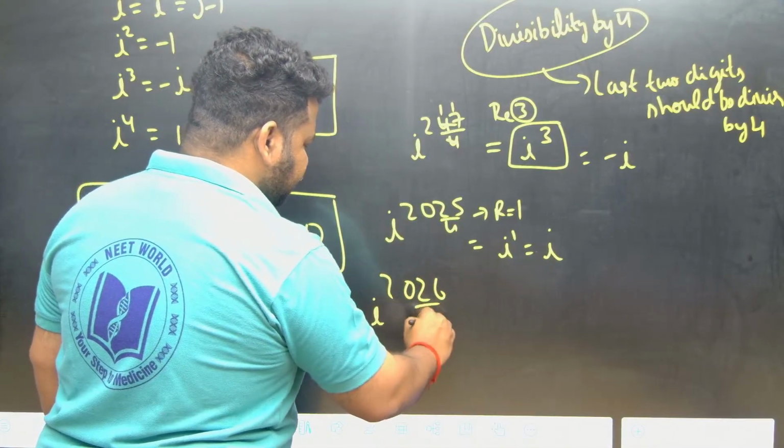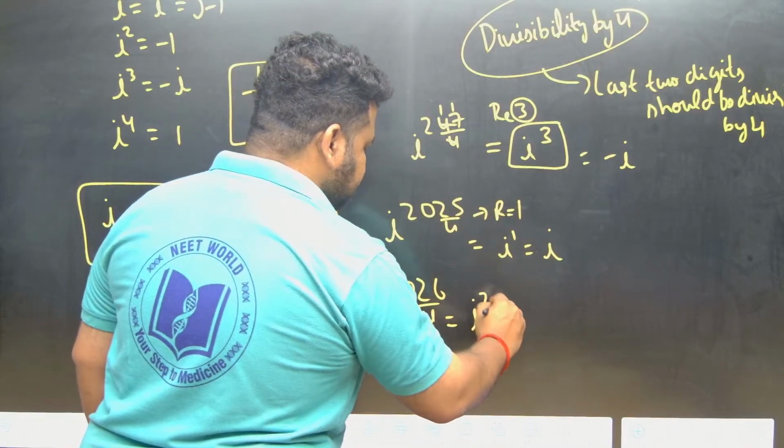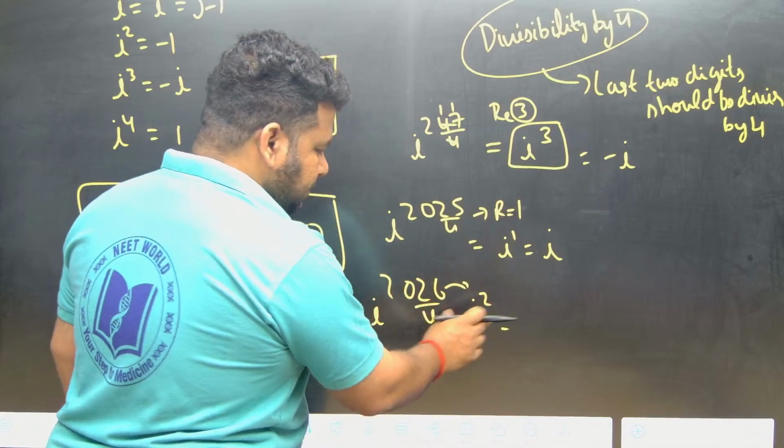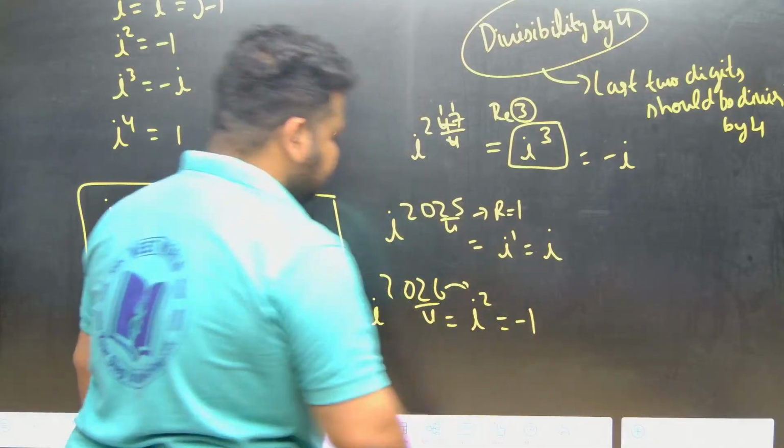Now if I say I power 2026, if I divide by 4, what is the remainder? The remainder is 2. So I power 2026 will become I square. I square value is minus 1.